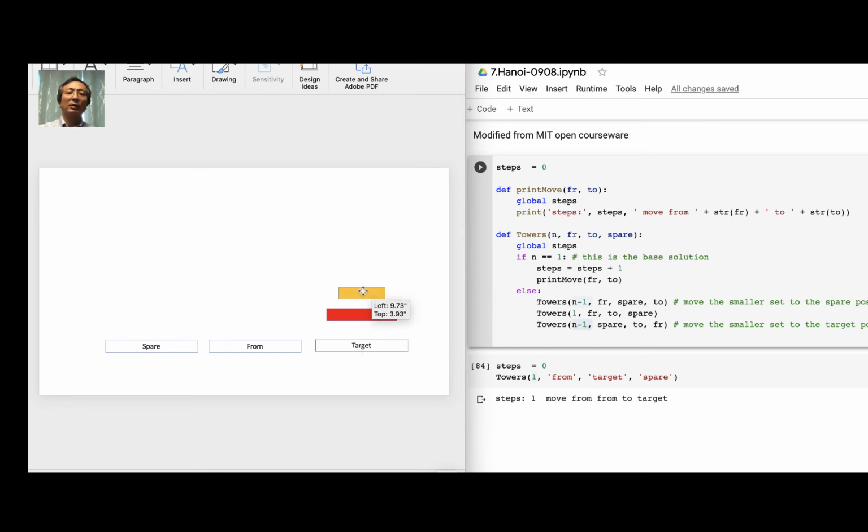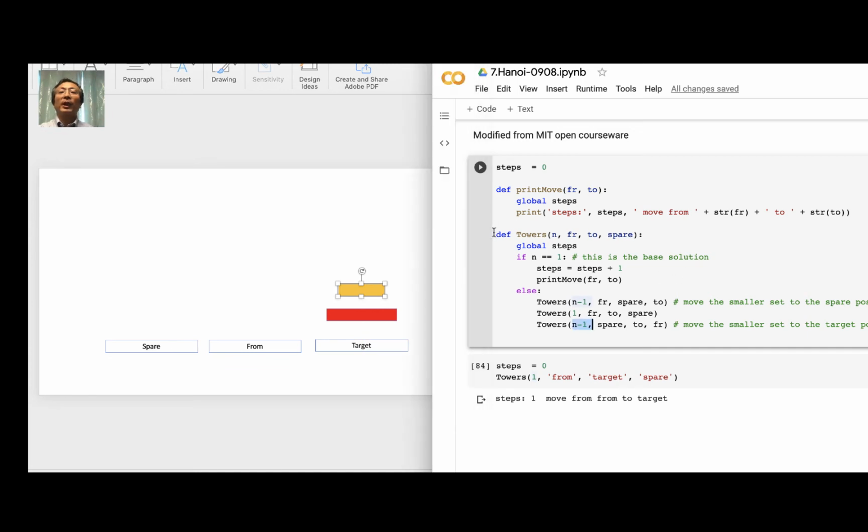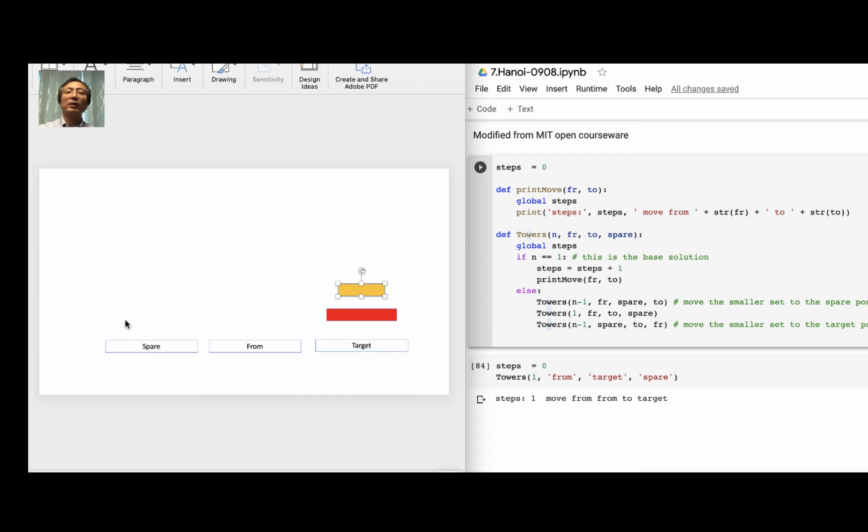So this code basically says if we have one disk, we move from the front to the target. If there are more than one disk, I'm going to move the smaller problem from the front to the spare, and then the remaining disk from the front to the target, and then we move that smaller problem from the spare to the target.